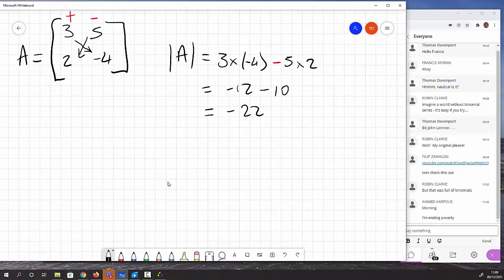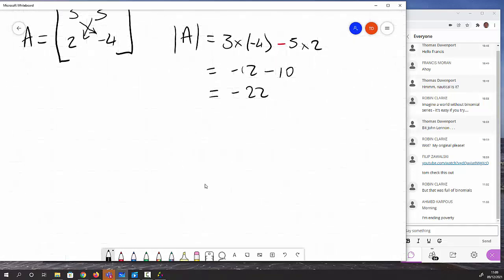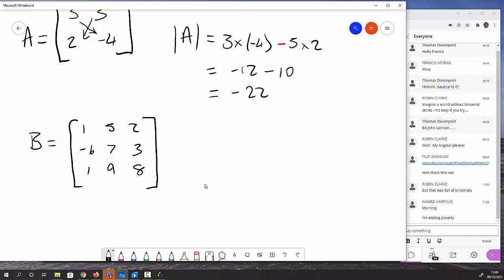But what I'd like to do now is move that up a bit, and let's call this one B. So I'm going to do a 3 by 3 determinant, which is 1, 5, 2, minus 6, 7, 3, 1, 9, 8. Okay, and I'm going to do the 3 by 3 determinant, which obviously is an extension of a 2 by 2 determinant. And as before, I'm going to put a plus and a minus and a plus. You don't have to write the pluses and the minuses, but this is just to emphasize to you what happens.